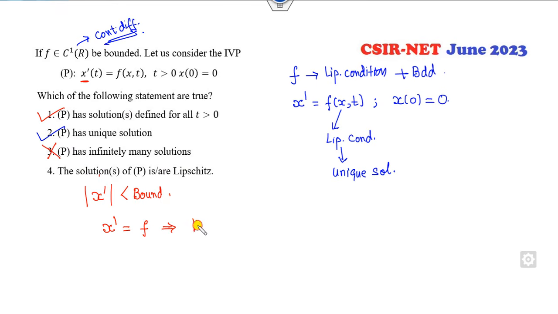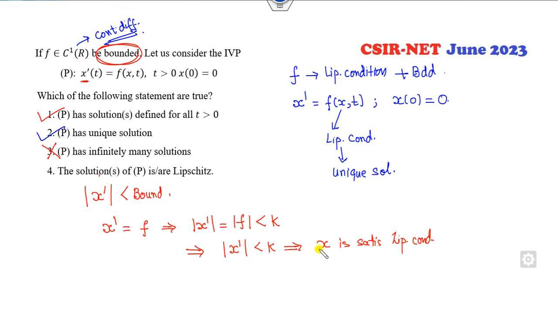Fine. So if I prove that x dash is my f, what is my f? F is my bounded. So it means it should be less than k. What does it mean? X dash is less than k. That means x satisfied Lipschitz condition. So what is the x? X is the solution of this problem. So solution is satisfied. Which of the following statements are my correct? A, B and D are my correct option. You can see it's June 2020. How many seconds you are needed to solve the problem? Just look about these various simple shortcut tricks.